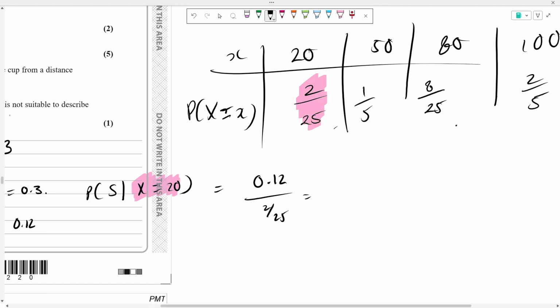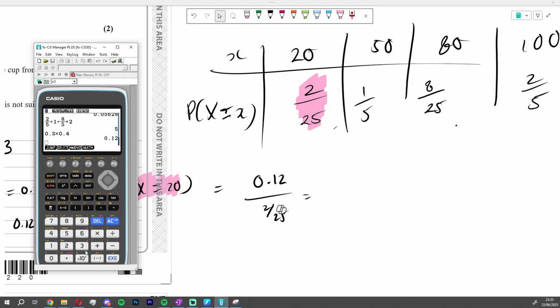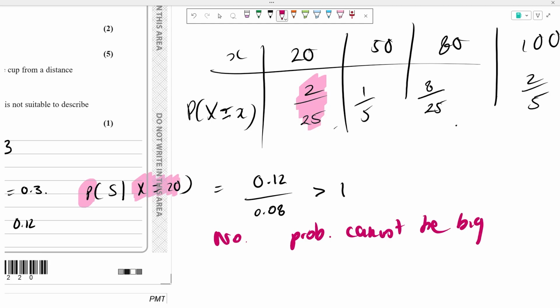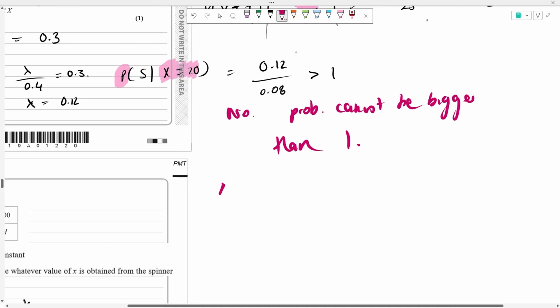What is this probability here? Well, let's check what 2 over 25 is. 0.08. And actually, I don't even have to work this out. This has to be bigger than 1. Can we have a probability bigger than 1? No. Probability cannot be bigger than 1. Therefore your model doesn't work.